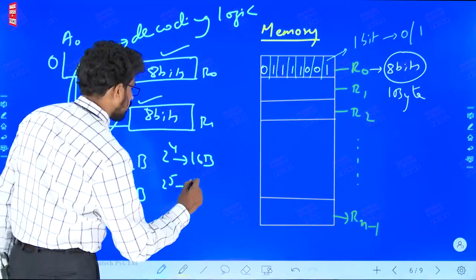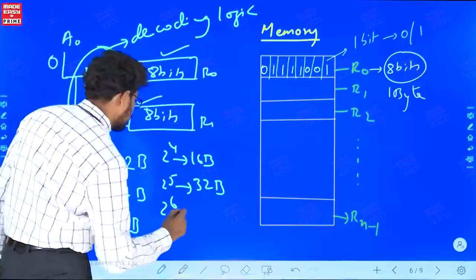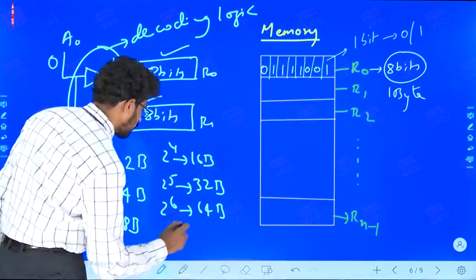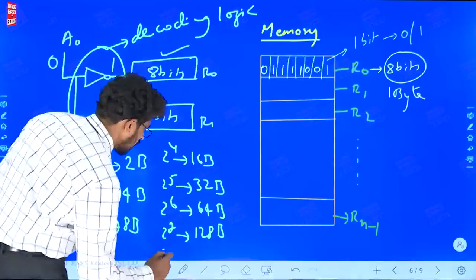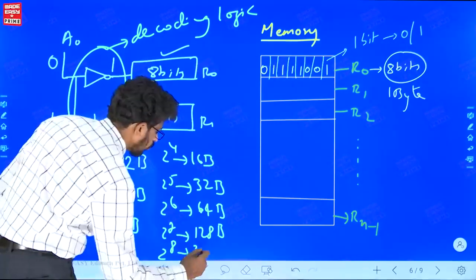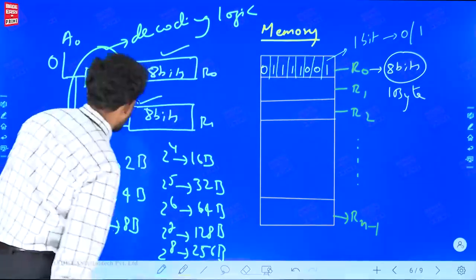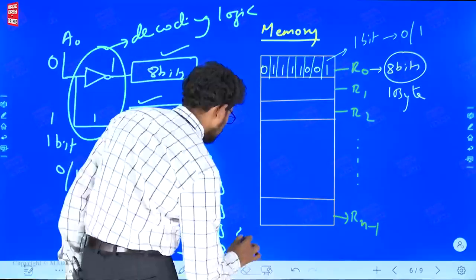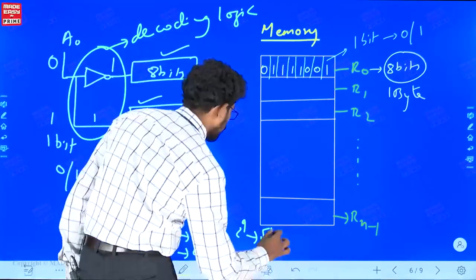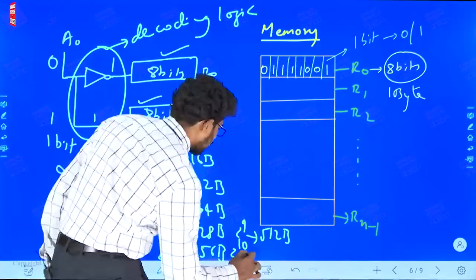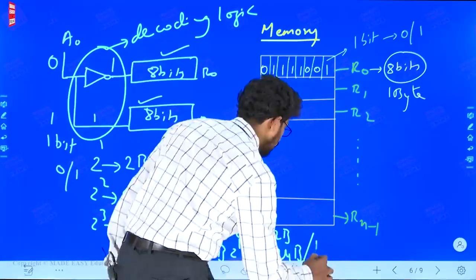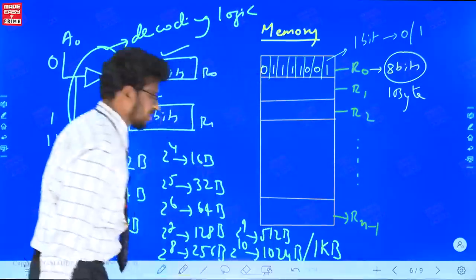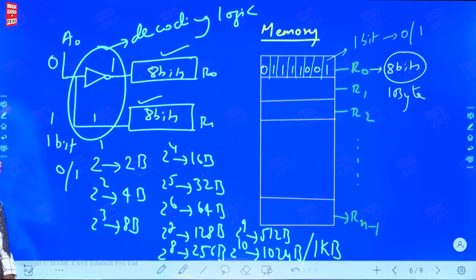5 address lines, how much is it? 32 bytes are possible. 6 address lines, 64 bytes are possible. 7 address lines, 128 bytes are possible. 8 address lines, 256 bytes are possible. And 9 address lines, 512 bytes are possible. And 10 address lines, 1024 bytes are possible. This is what we call 1 kilobyte of memory. So based on this, you may have some problems.